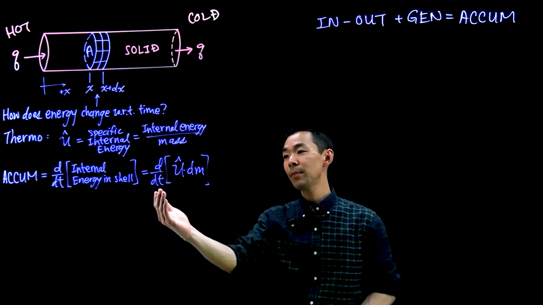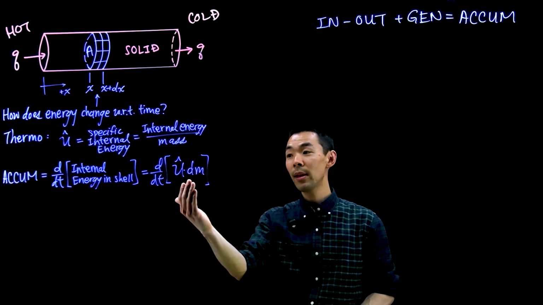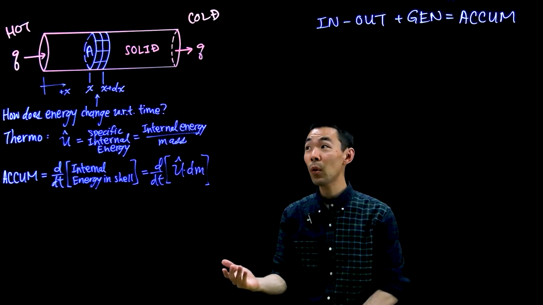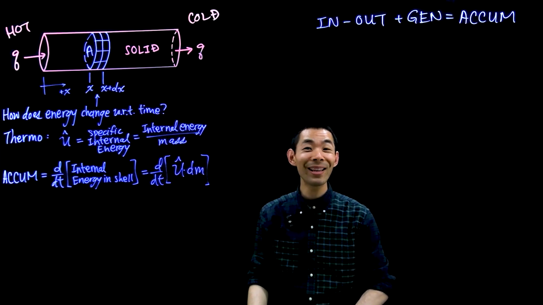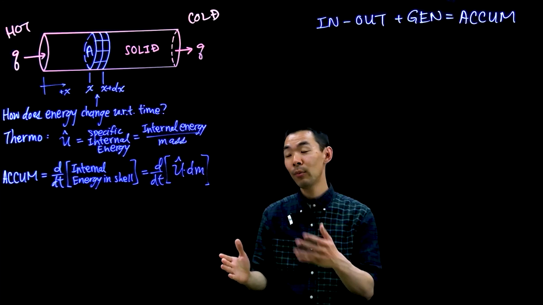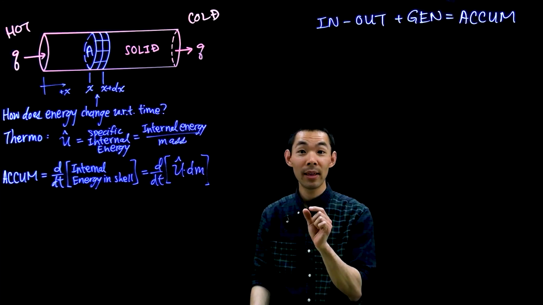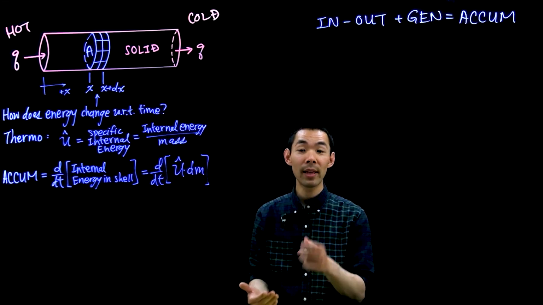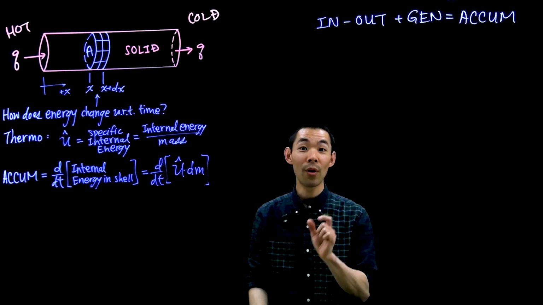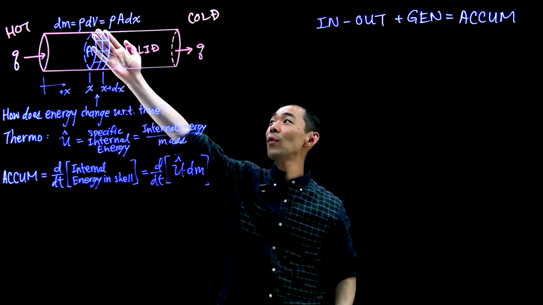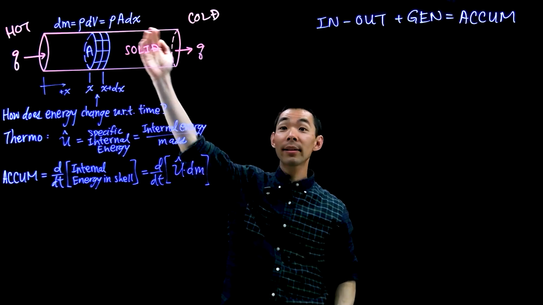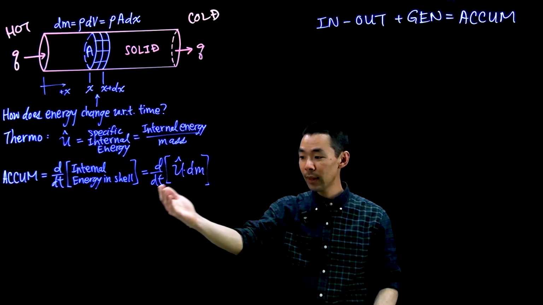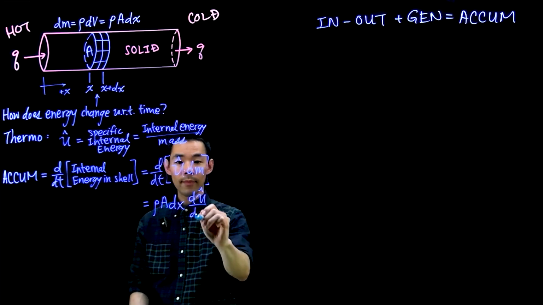So it's d by dt of the specific internal energy times the small differential mass element dm. Of course, in this particular case, we're assuming that there's a density, which is uniform, times the differential volume dV. So the differential mass can just simply be written as the density times the differential volume. Of course, the differential volume is just the cross-sectional area A times the differential dx. And therefore, we can substitute into here. And what we get ultimately is just like that.